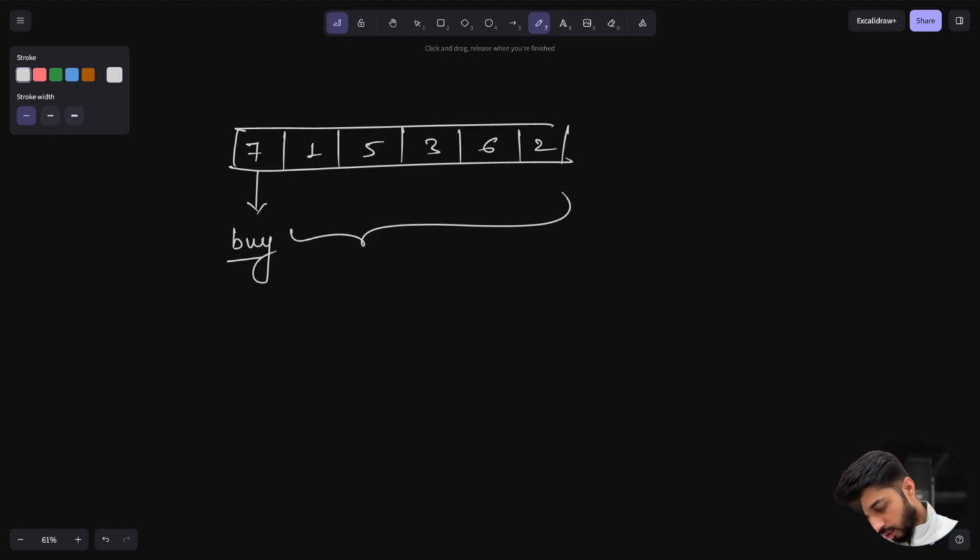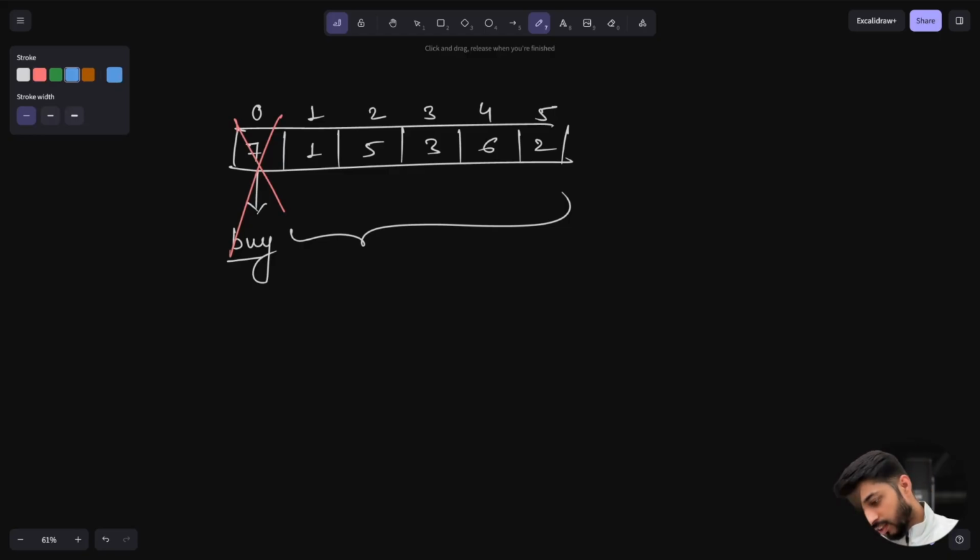Say you buy on the 0th day, first day, second day, third day, fourth day, or fifth day. Now if you want to sell the stock which you bought on the 0th day, will you be selling it at price 1, price 5, price 3, price 6, or price 2? If you sell on any of these days, you'll be making a loss here. So what you need to do is discard this. Don't buy on day zero.